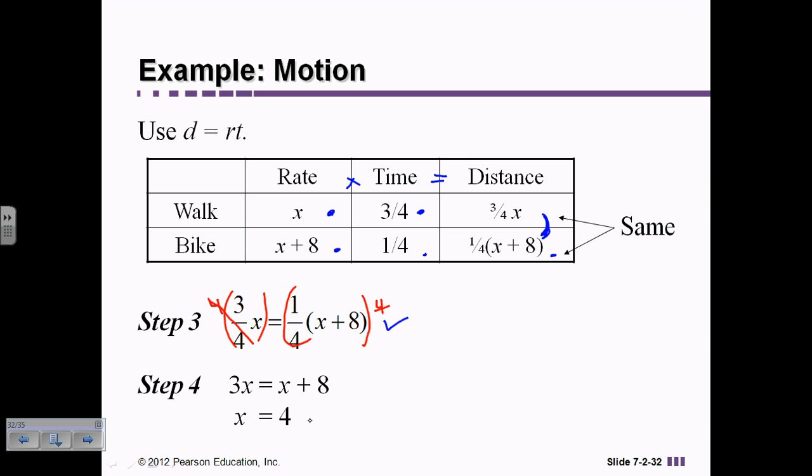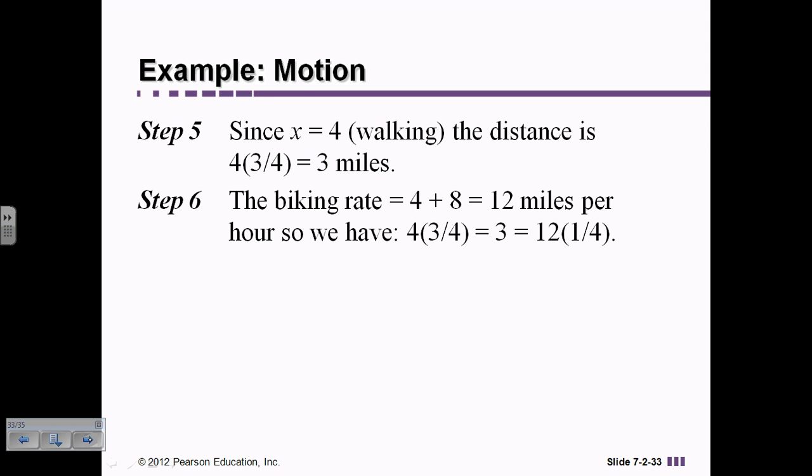Finishing our solving, we end up with x equals 4. Going back to our chart, x is the rate when we're walking. So that means when he was walking, he walked 4 miles per hour. And therefore, when he is riding his bike, he's biking at 12 miles per hour.